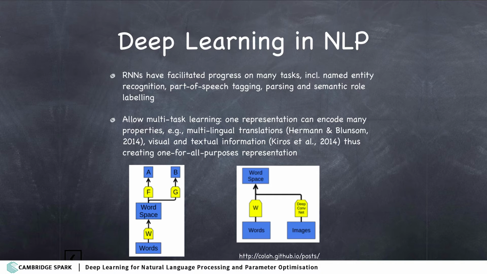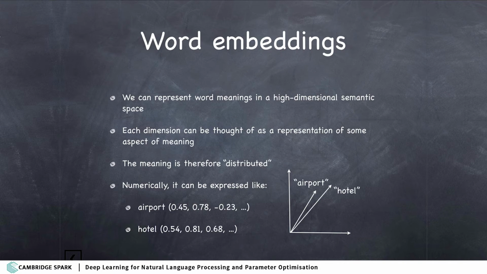It is also possible to actually involve the information from visual signals, which makes them even more powerful. So basically, this ability to create one representation that would be suitable for many different tasks makes them very powerful. That's why they have facilitated progress in many tasks, including named entity recognition, part-of-speech tagging, parsing, and many others.